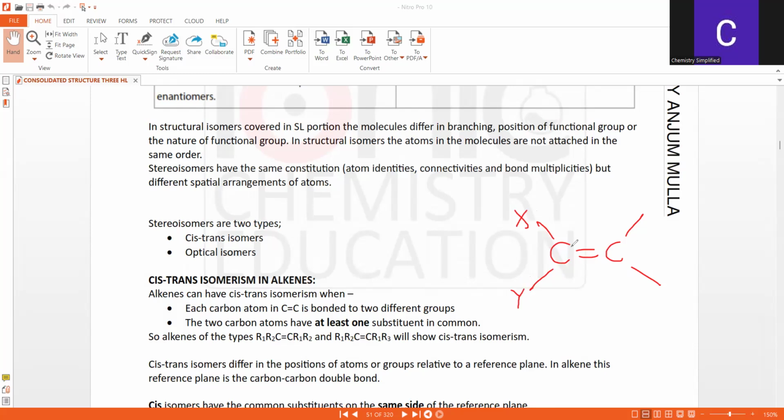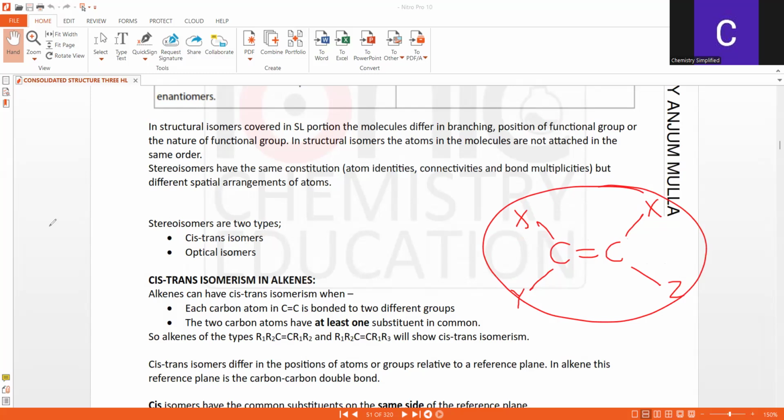The second condition is that between the two carbons, there will be one atom or group of atoms in common. Suppose this carbon is bonded to X, this one is also bonded to X. The other one may be Y, or a different atom or group Z. So at least one thing should be common to both carbon atoms, and each carbon should be bonded to two different atoms or groups of atoms. Like this is X, this is Y, this is X, and this is Z. These are the conditions in which an alkene will exhibit cis-trans isomers.